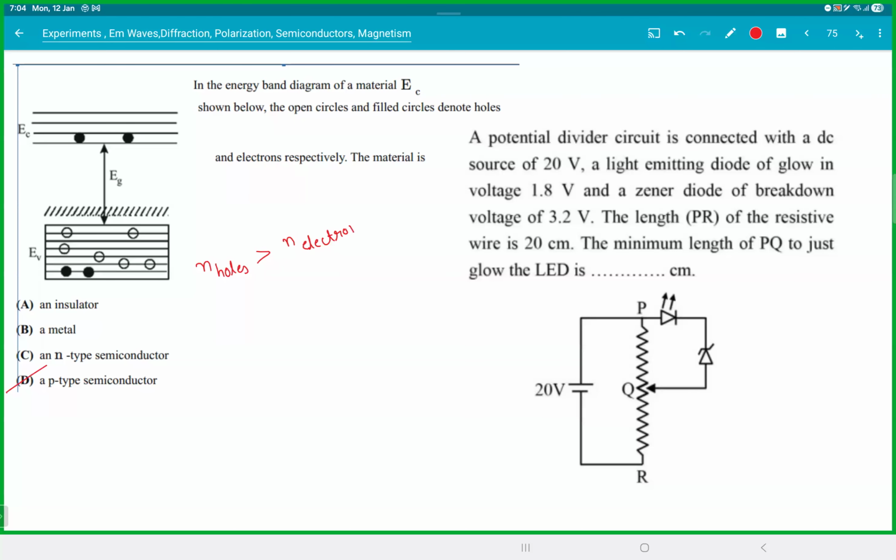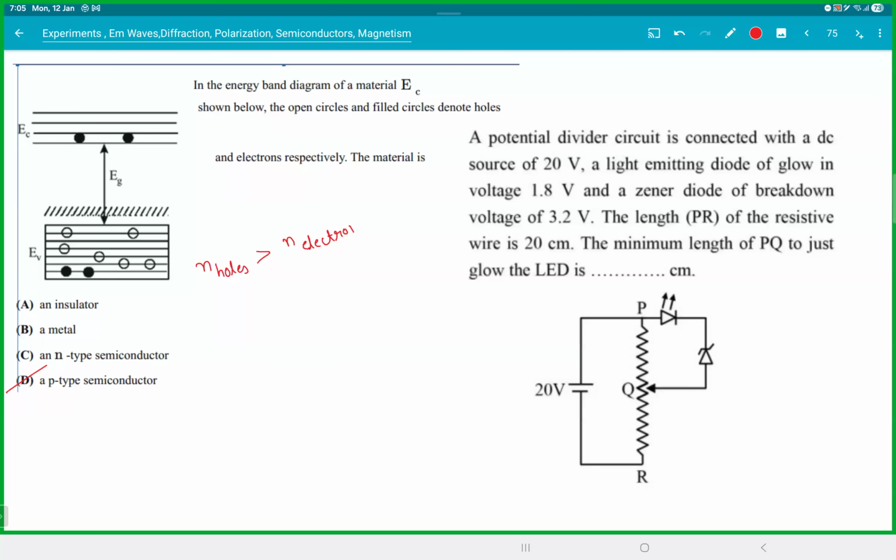So this is a p-type semiconductor, right? You just have to count the holes and the electrons. First thing is clear: either this is an insulator or a semiconductor. In case it is an insulator, you should not have a single electron here. But there are some electrons there, so it is a semiconductor. But you can see there are more holes than electrons, so it is a p-type semiconductor.